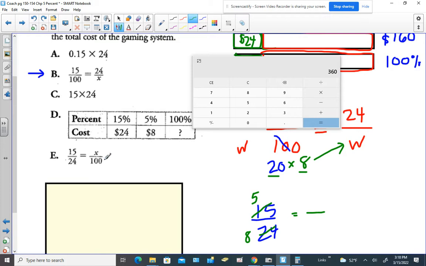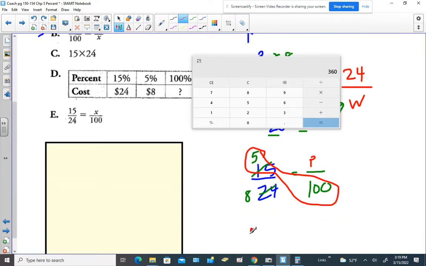And they have the 100 on the bottom, so if we solve this, are we going to get this number? Now, 8 is not compatible with 100, so to solve this, we would have to use cross products. So this cross product would be 500. The other cross product would be 8 times p. And to solve this, we would have to divide both sides of the equation by 8 to get what p equals.